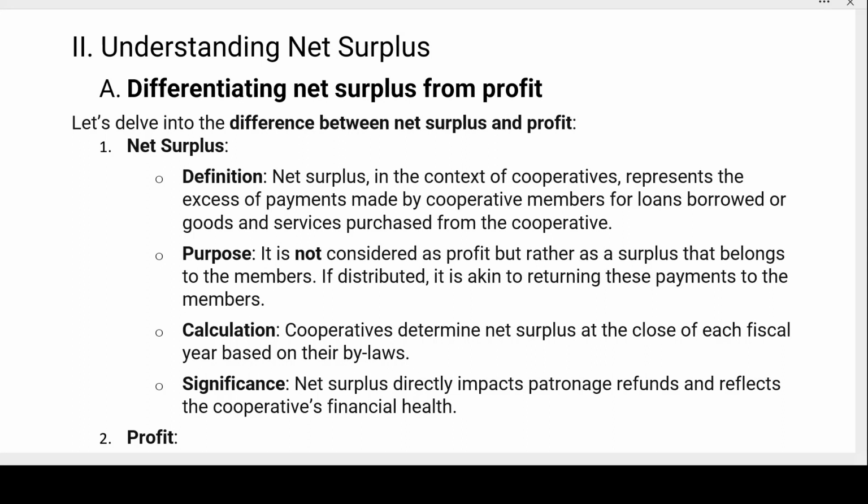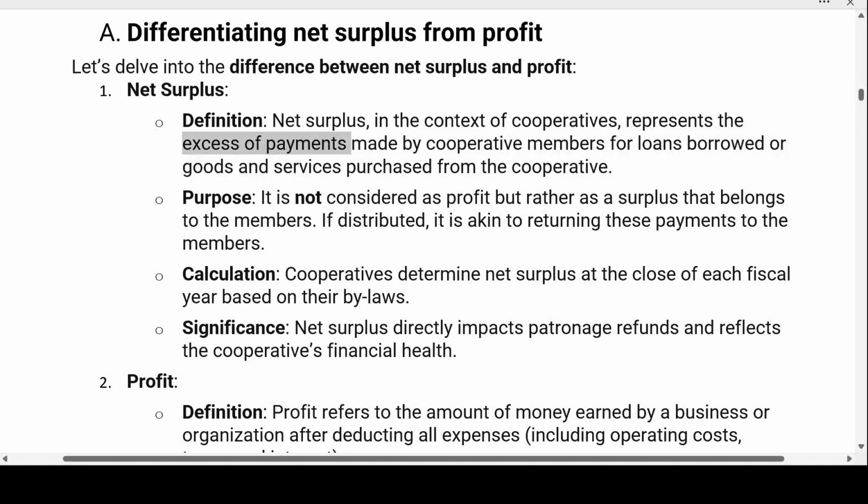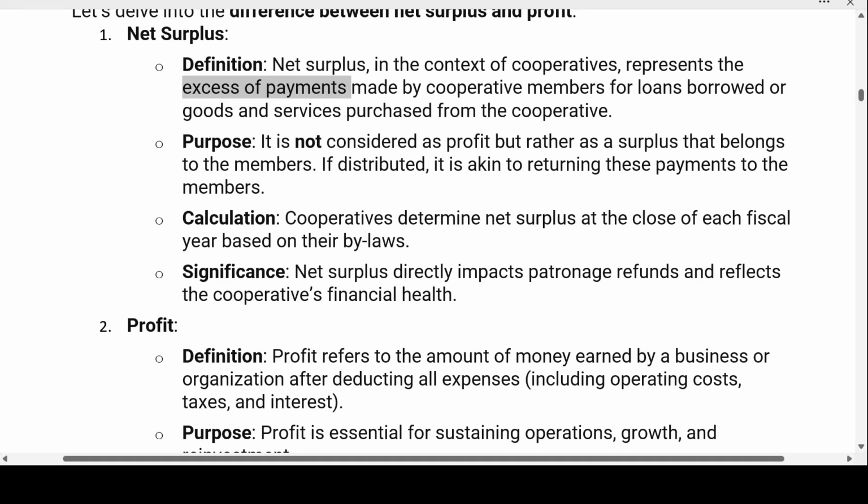By definition, the net surplus in the context of a cooperative represents the excess payment made by cooperative members for loans borrowed or goods and services purchased from the cooperative. So it is the excess payments. While profit refers to the amount of money earned by a business or organization after deducting all expenses, including operating costs, taxes, and interest. So that is the difference by definition.